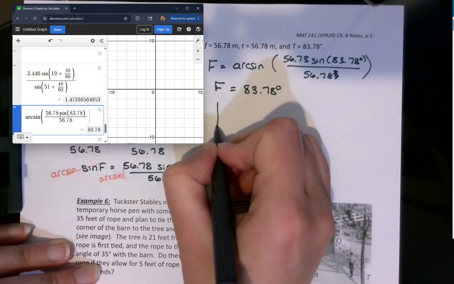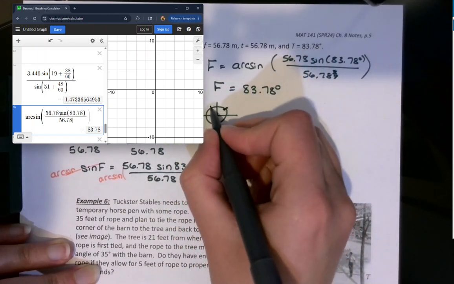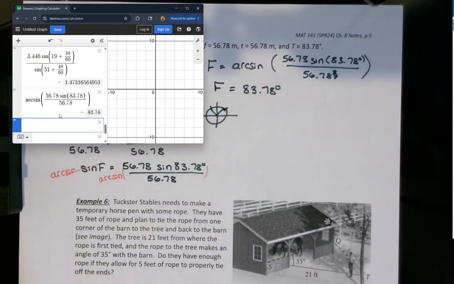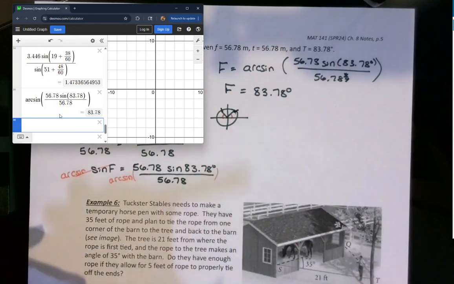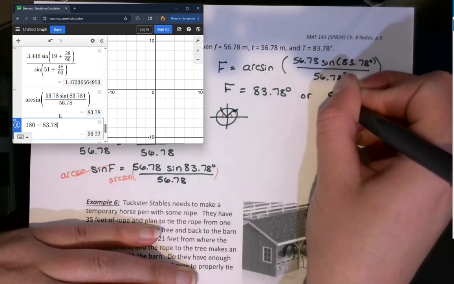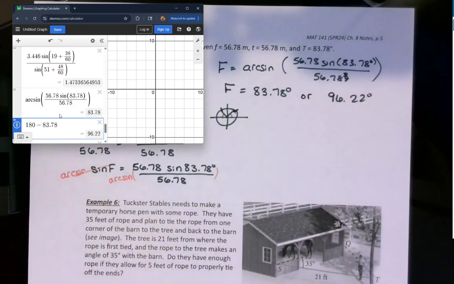83.78. However, there is the possibility that we have the partner in the other quadrant. So the partner in the other quadrant would have the same reference angle and therefore be shy of 180 degrees by that same amount. So 180 minus the 83.78. So the other possibility for F is going to be 96.22 degrees. So far, we have two possibilities for angle F.